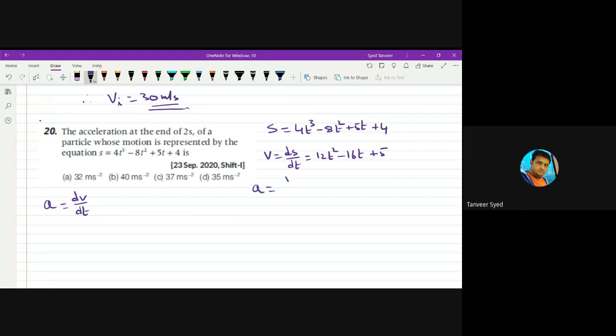Okay, velocity is rate of change of displacement and acceleration is rate of change of velocity. So acceleration is dv by dt. Differentiating velocity, 24t minus 16. This is acceleration. Okay, and we want acceleration at 2 seconds. So at t is equal to 2 seconds, acceleration is equal to 24 into 2 minus 16, 48 minus 16, 32 meter per second square.